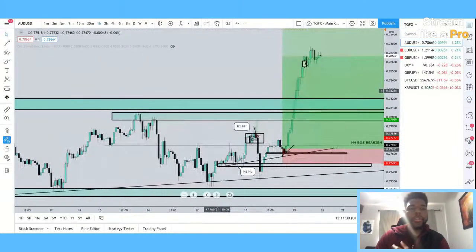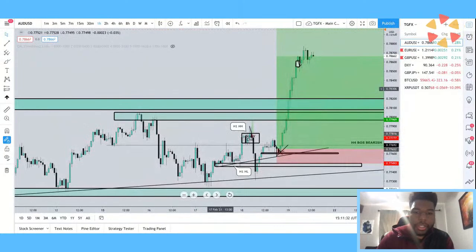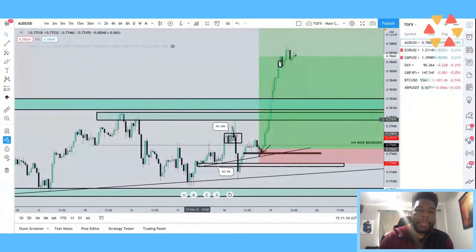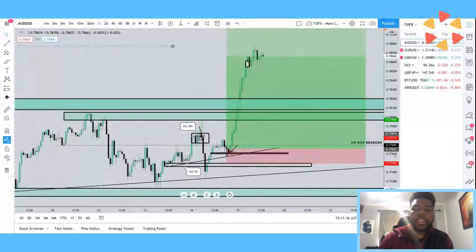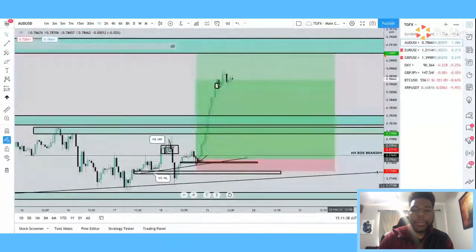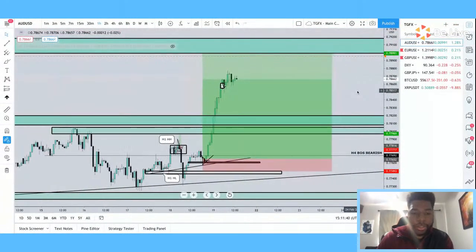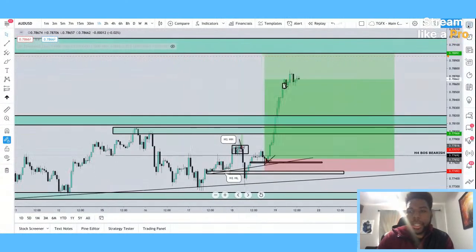All right, so first thing first, I did want to go over the trade that I took this last, I believe it was Thursday night going into Friday to end the week. So it was actually a crazy move on AUD USD. So let's break that down first.